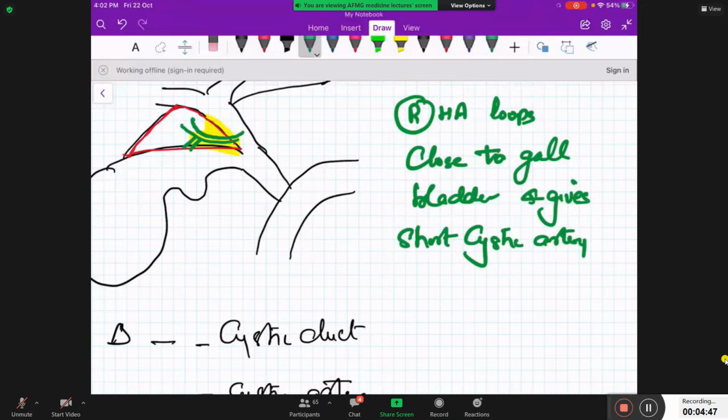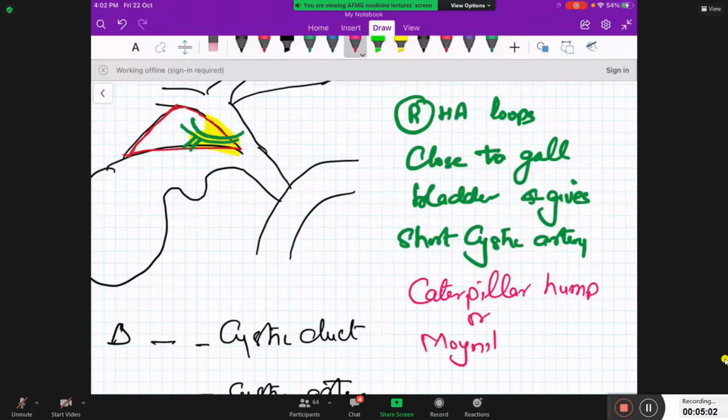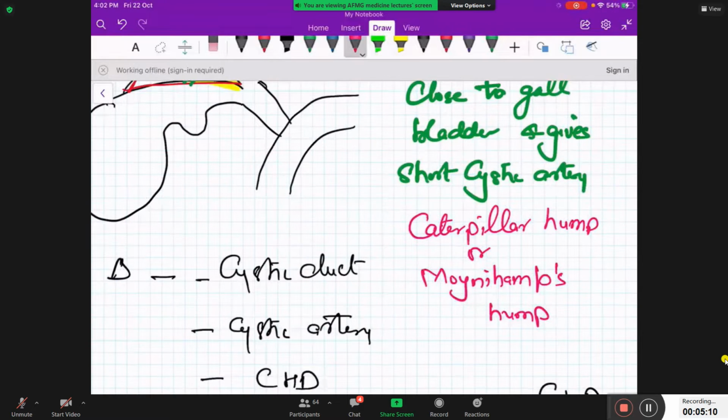Once a right hepatic artery loops close to the gallbladder and gives a short cystic artery, this anomaly is called caterpillar hump or Moynihan's hump, caterpillar or Moynihan's, right?